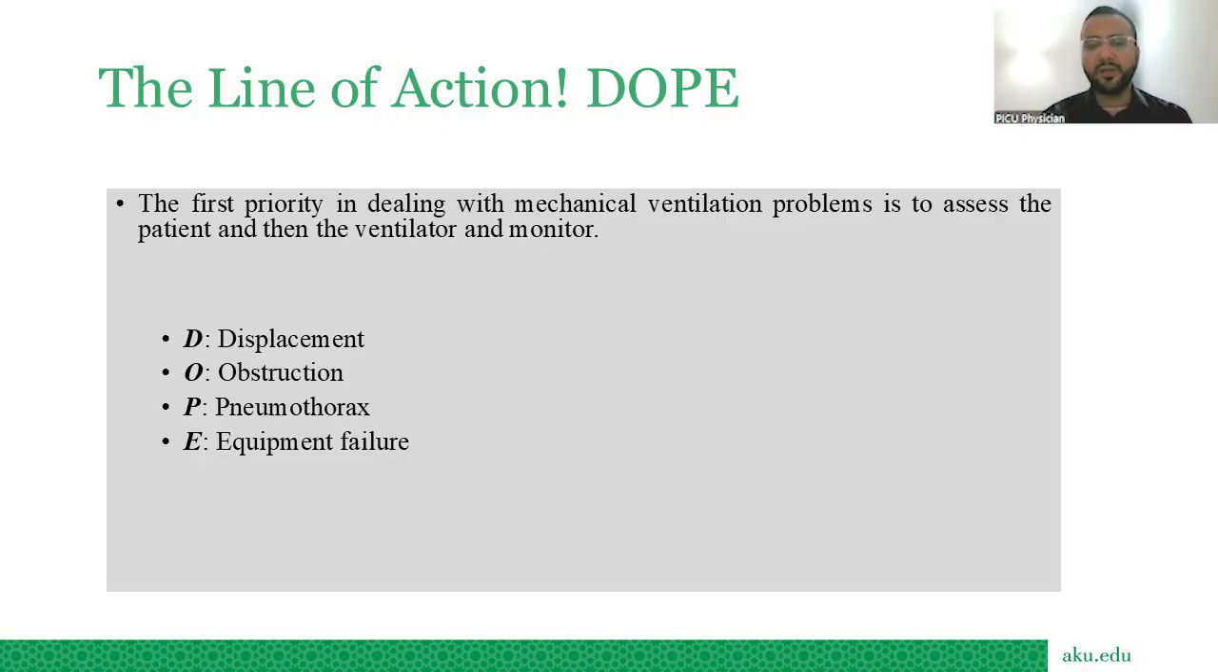So the first thing, D, is displacement. You have to see whether the tube is in place or it is displaced. You see the fixation of the tube. For example, it was fixed at 15 centimeter. Now what is the fixation? It is now at 12. Maybe the tube is out.